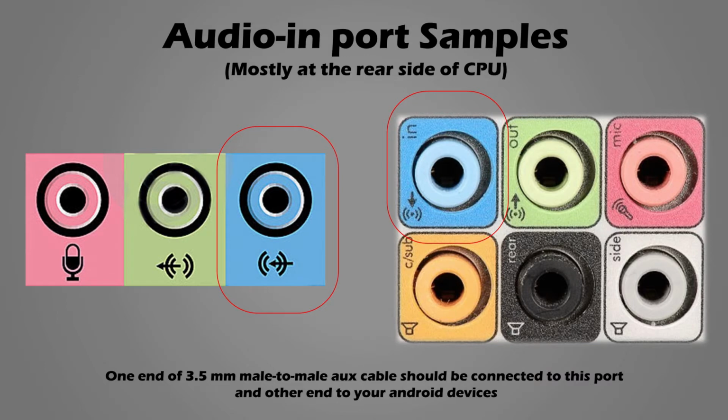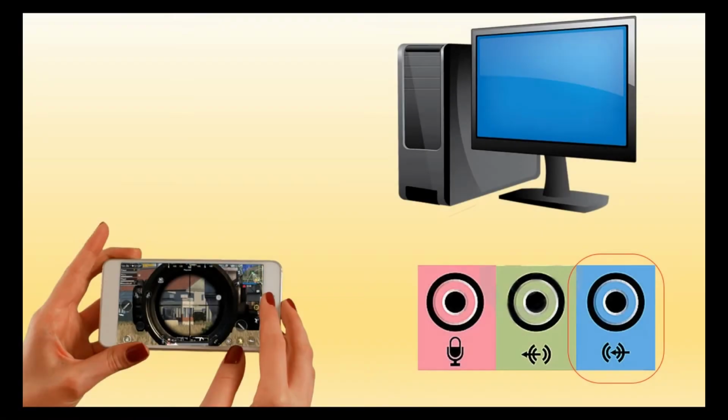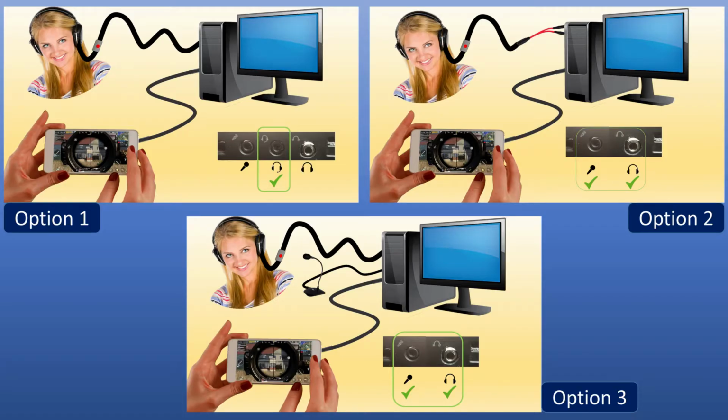Check your computer for an audio input port. This port generally appears in blue, and it has a symbol with an inward-facing arrow, or the word in, printed on it. Connect your PC and Android with the male-to-male 3.5 mm cable. Connect headphone and microphone, based on the option that you have chosen.